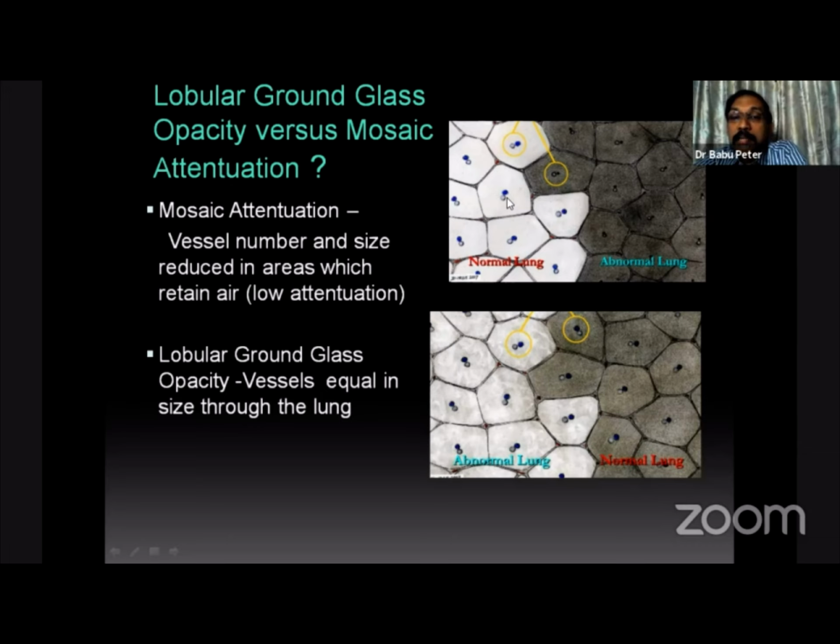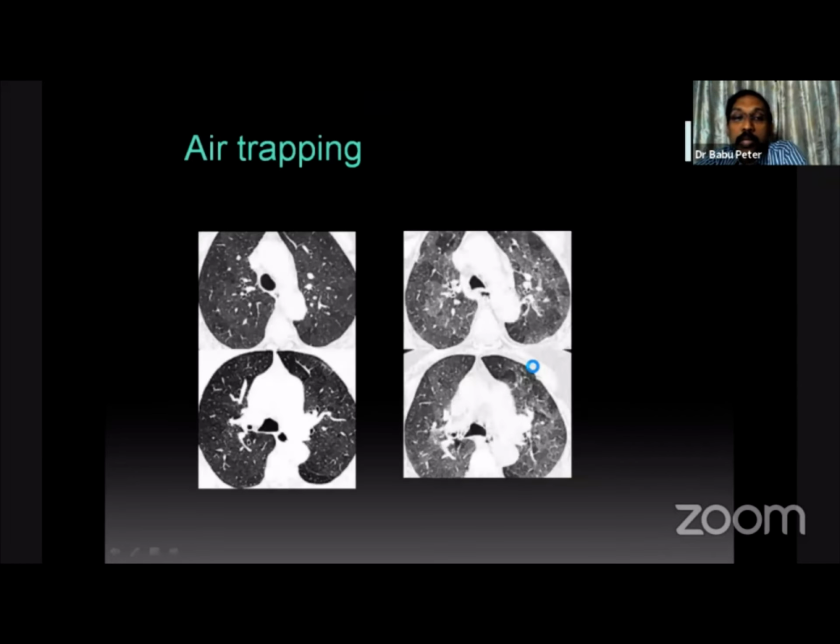So whenever the vessel caliber is reduced in areas of low attenuation compared to a relatively normal looking lung, then it is known as a mosaic attenuation. Whereas in ground glass, if you compare both the low attenuating and the high attenuating areas, the vessel caliber is the same. Then this is called a ground glass appearance. So look at the vessel caliber. It's important to recognize the reduction in vessel caliber in case of a mosaic attenuation.